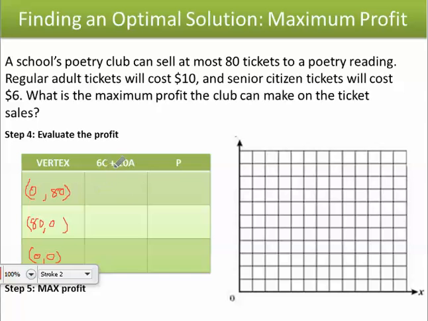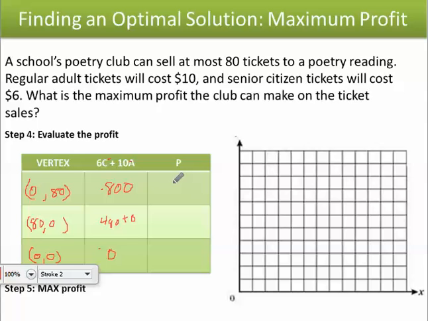And basically what we've got is, well, they use C for senior tickets and A for adult tickets. Won't make any difference here. So what are we looking at? If I stick 0 in for C, I get 0 plus 10A. Well, that's 800. And if I stick 80 in for C, 6 times 8 is 480 plus 0 is 480. And if I stick zeros in for both of them, I get 0 plus 0 is 0.